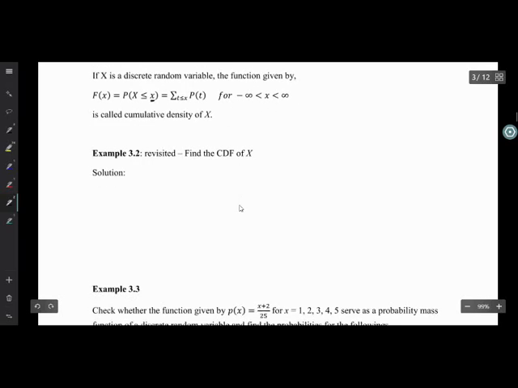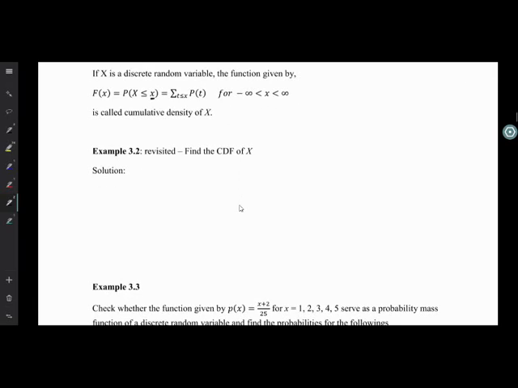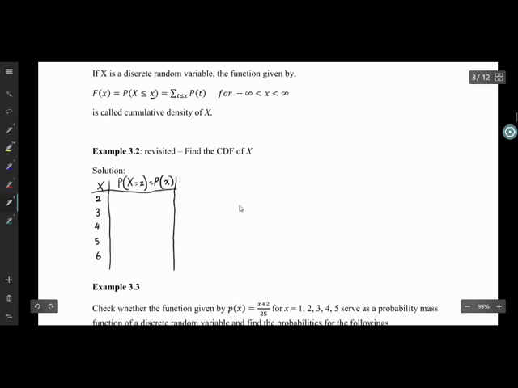How do we find the CDF? This is very easy. What you have to do is add up the probabilities on top of each of the x's, starting from the first value all the way to the end. If you use the same example, 3.2, these are the x's. So rather than writing capital X equal x, if you want, you can write simply p(x). Okay. 2, 3, 4, 5, and 6. These are the p(x)'s.